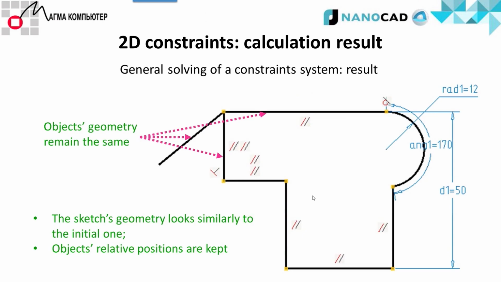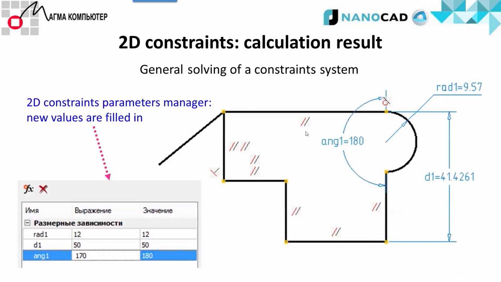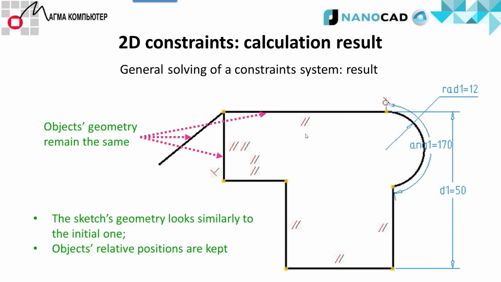Here is the result. Three pointed geometry entities have retained their positions. We may see that the geometry of the sketch looks similar to the initial one, and objects' relative positions have also been kept. Everything looks fine.